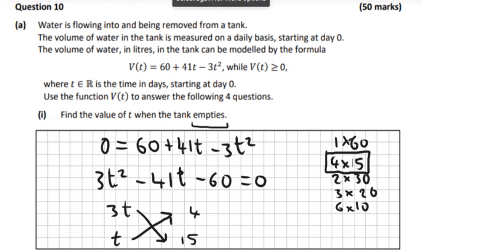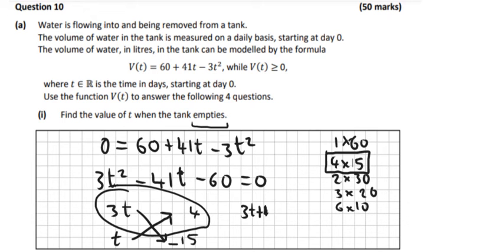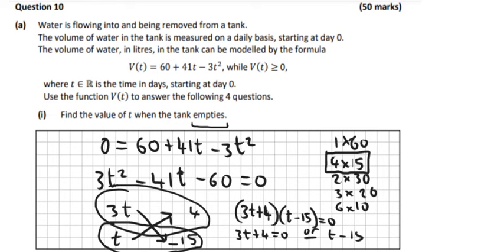So the first bracket is 3T plus 4 and the second bracket is T minus 15. So either 3T plus 4 equals 0 or T minus 15 equals 0. I'll just finish them up here. So 3T is equal to minus 4, therefore T is equal to minus 4 over 3, or T is equal to 15.